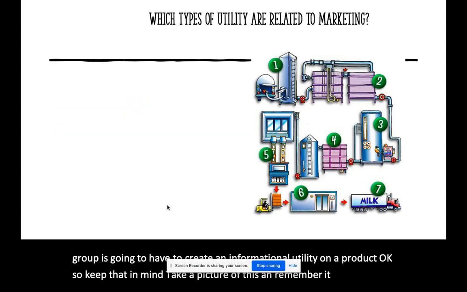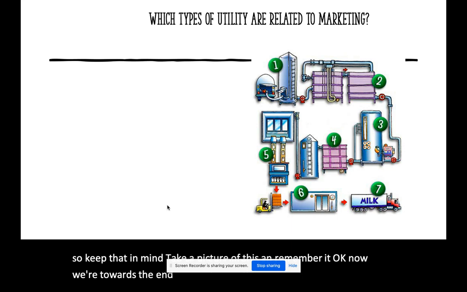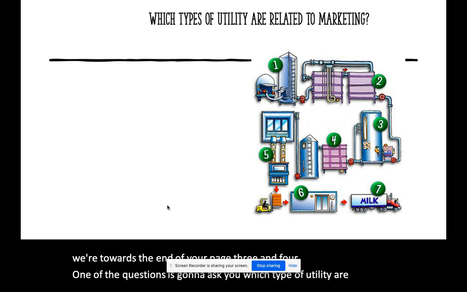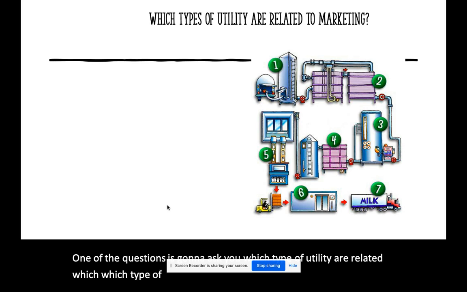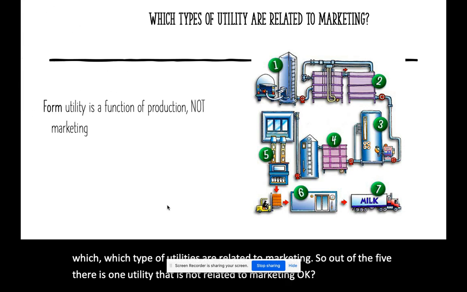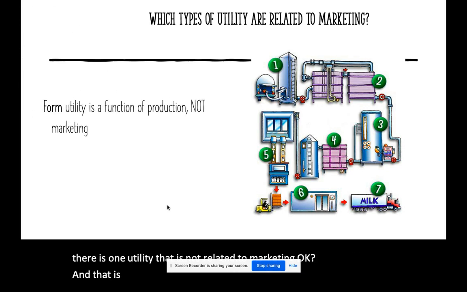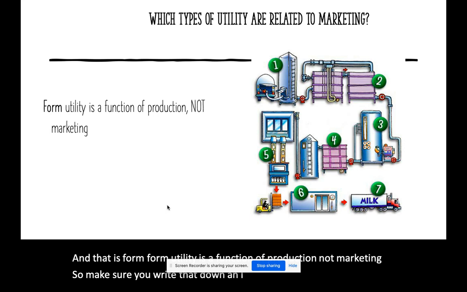Now, we're towards the end of your pages 3 and 4. One of the questions is going to ask you which types of utilities are related to marketing. Out of the 5, there is one utility that is not related to marketing, and that is form. Form utility is a function of production, not marketing. So make sure you write that down. And I will be giving a Kahoot quiz next class, so make sure you remember this.